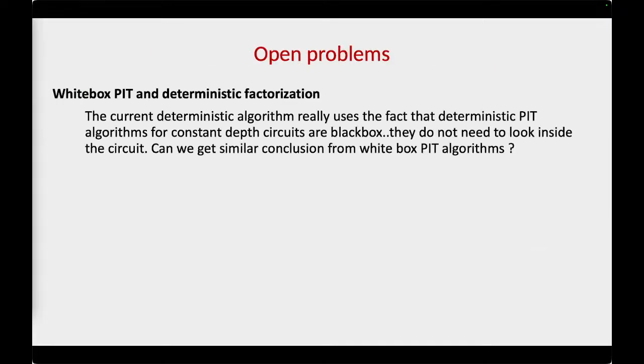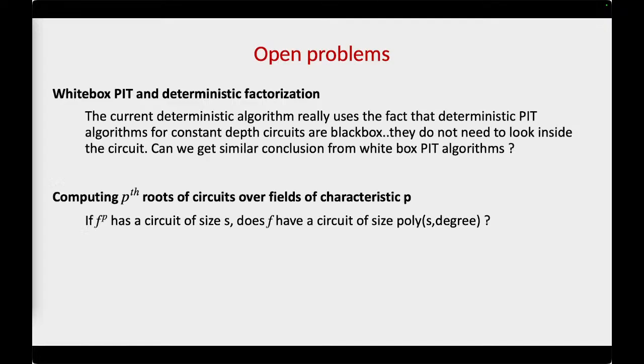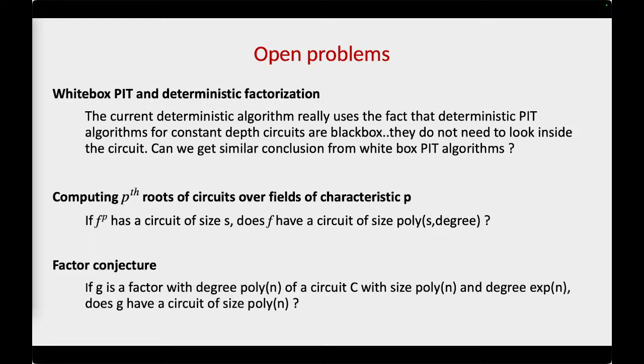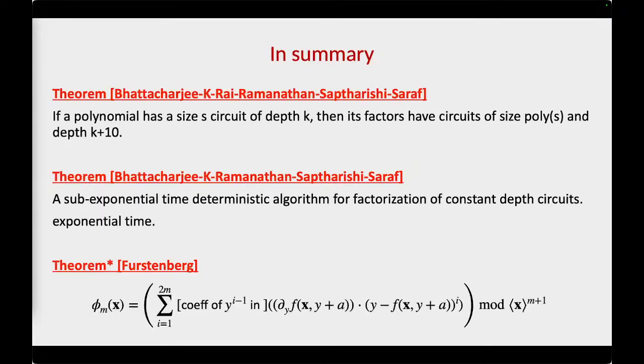Great. Let me end with some open problems. The connection between PID and deterministic factorization here was very black box. We use the fact that we have a black box algorithm, including in the step that we just talked about, if you think about it. It would be nice to have a connection from white box PID also. For general circuits, such a connection is there in the work of Amir with Swastik and Shubhangi. Computing p roots is a very nice, very basic question, and should have a nice answer maybe. It would be nice to understand this better. And the factor conjecture, of course, is also a very nice question to think about.